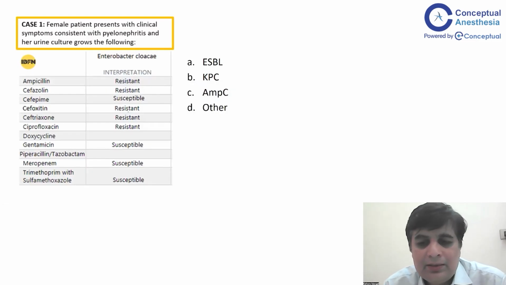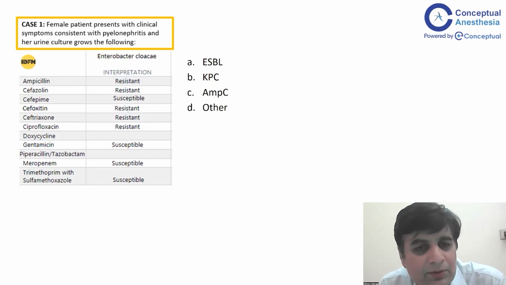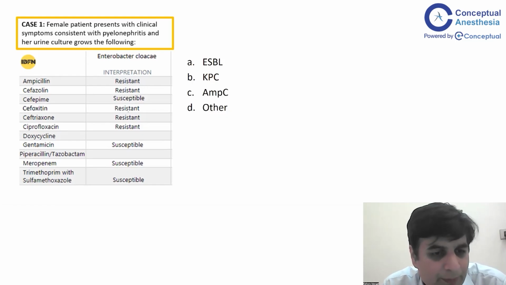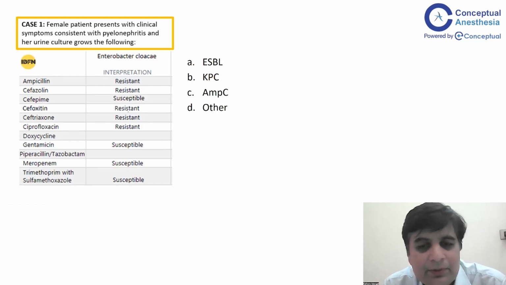Okay, so let's go directly to a culture report. This is a female patient presenting with clinical symptoms consistent with pyelonephritis, and her urine culture is growing Enterobacter cloacae. This is the Enterobacteriaceae family, and the resistance pattern shows resistance to ampicillin, cefazolin, cefoxitin, ceftriaxone, ciprofloxacin, and susceptibility to cefepime, gentamicin, meropenem, trimethoprim, sulfamethoxazole. There is no comment about piperacillin tazobactam. There might be some reason behind it.